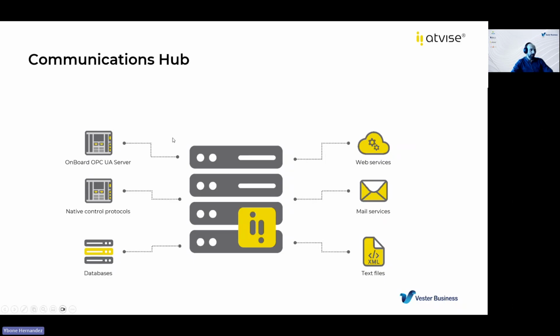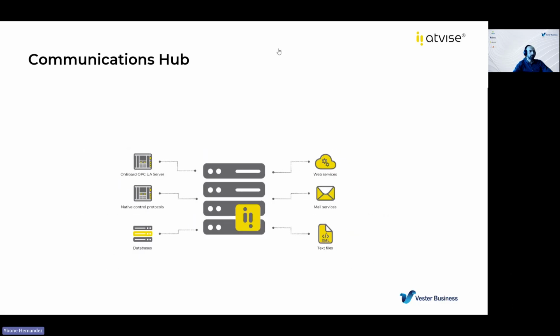So we can connect to OPC UA servers. Advice is also an OPC UA server for exchanging not only real-time information, but also alarms, historical information, methods, and so on. We have a suite of industrial protocols and drivers, of course. We can communicate with databases, exchange information using web services, and run communication to mail services. I think Byron will later talk about reporting, so you can send the results of the AI analysis by email. And we can also work with text files.